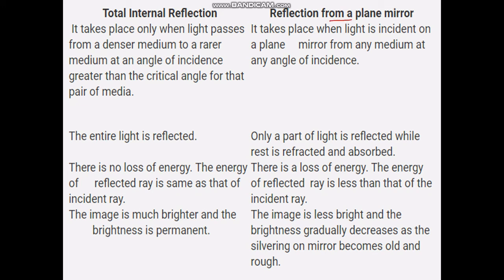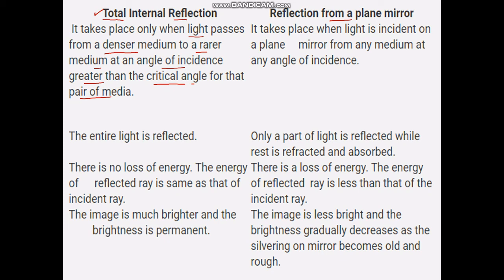Now let's see what is a comparison between total internal reflection and reflection from a plane mirror. That means that we are using the word total over here, and here reflection from a plane mirror. The word total, I hope you have understood, is used because the entire light is being reflected. Over here part of light is absorbed also. So first, it takes place only when light passes from a denser medium to a rarer medium, and that too at an angle of incidence greater than the critical angle for that pair of media.